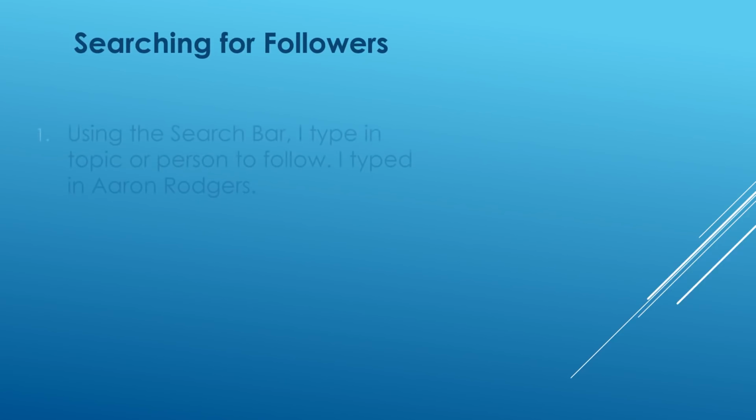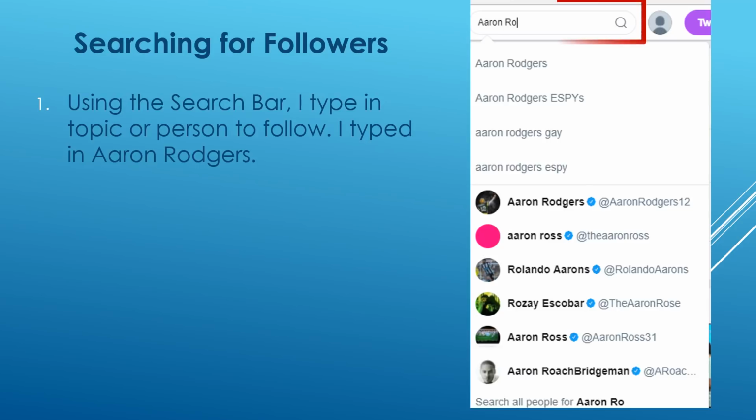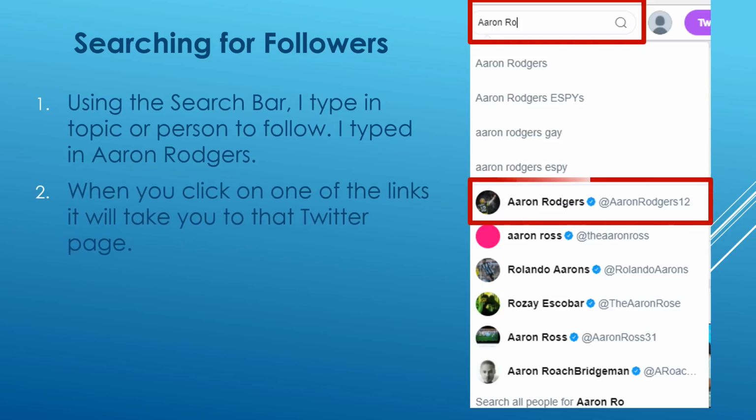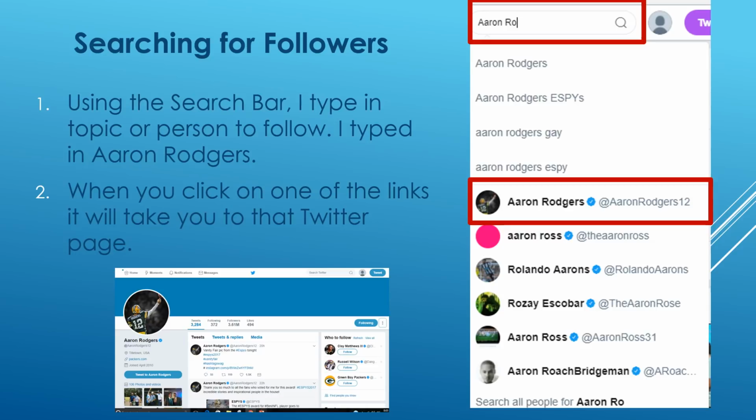You can also search for followers. You can use that search bar right above your tweets, and you can type in a person's name. I follow Aaron Rodgers. I just typed in Aaron Rodgers. You just have to make sure you get Aaron Rodgers, all right? And then you click on the one link that will take you to his Twitter page, which I did.